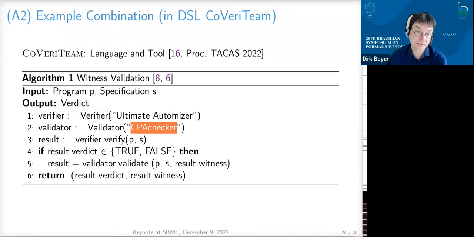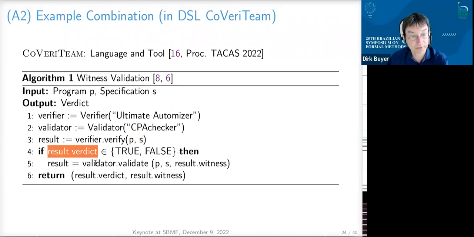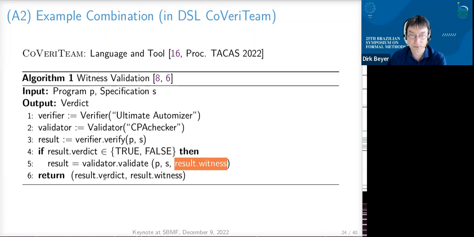And then you can start a verify on a given program and specification. You look at the program, you look at the verdict. If they are true or false, then you do a validation of the result with the same program, same specification, and the witness, as explained before. Right. So this is just an easy way to write down how we want to combine tools. And I think this is easier to understand than a Python script or a Bash script. And at least it's typed, it's less error prone.